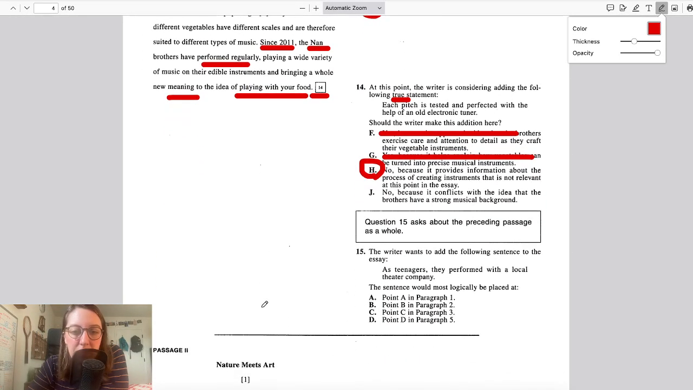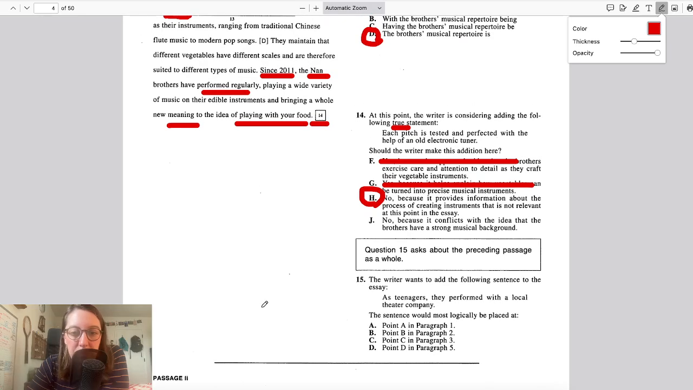So then we have number 15, and you'll see it has this note. Question 15 asks about the preceding passage as a whole. The writer wants to add the following sentence to the essay. As teenagers, they performed with a local theater company. This sentence would most logically be placed at, okay, so we can go back and see point A, B, C, and D. So let's look at point A.